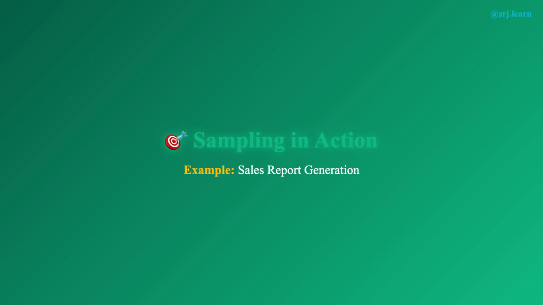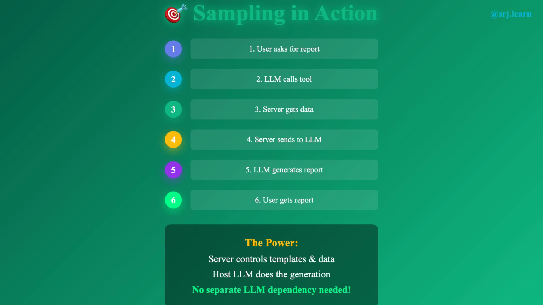Here's an advanced feature: sampling. Normally, the LLM in your host application calls tools on the server. But with sampling, the server can request completions from the host's LLM. Why is this useful? Imagine a research server that needs to generate multiple research questions, or a code review server that needs to analyze different aspects of code. The server can request sampling to get AI-generated content as part of its tool execution. This creates powerful recursive agent patterns where servers become mini-agents themselves.